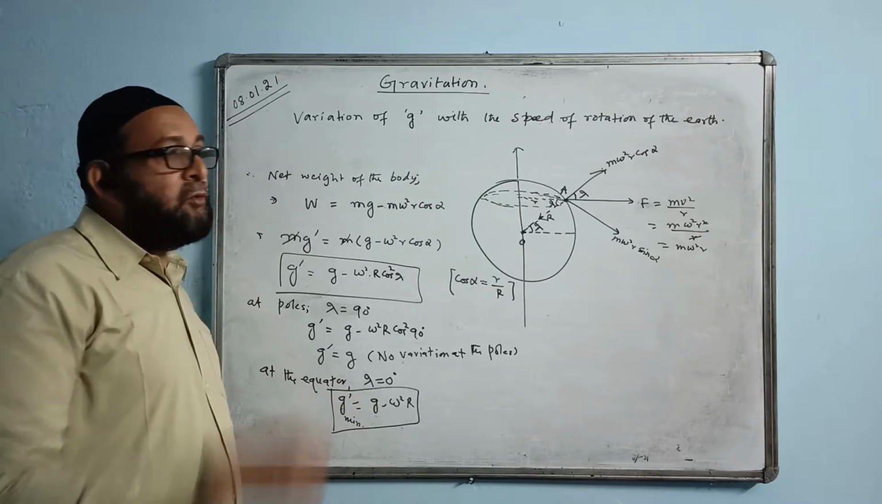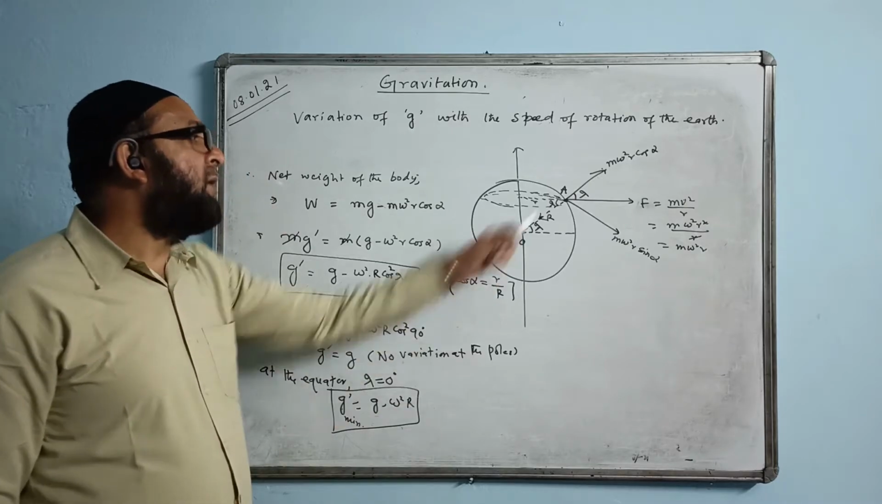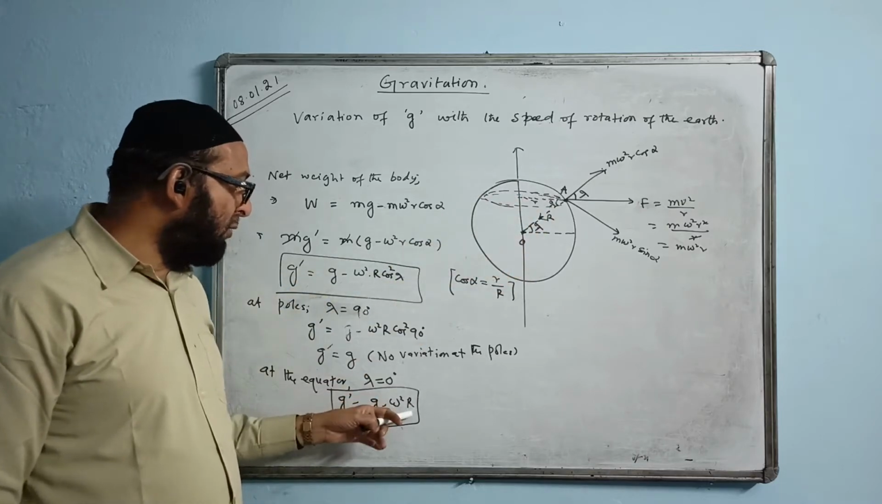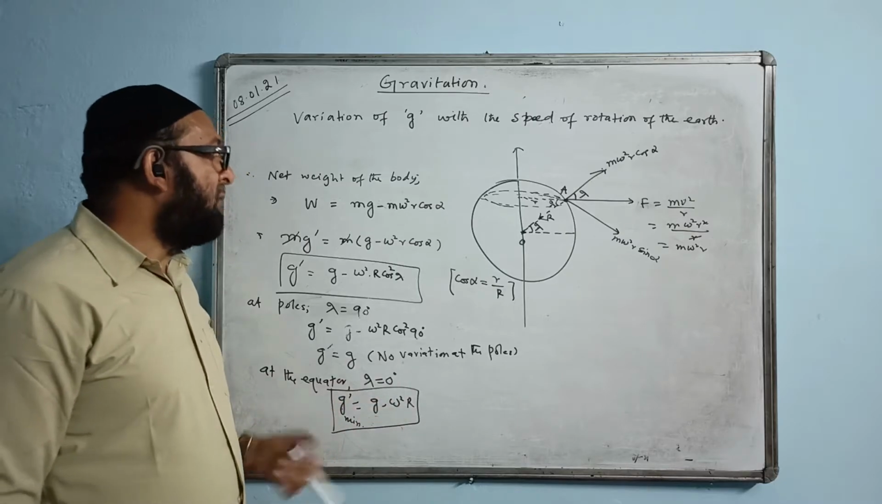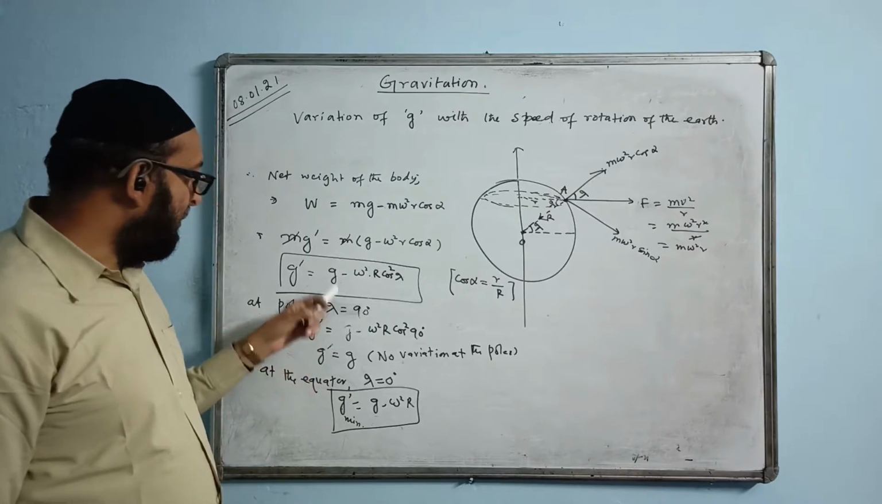Omega we have to calculate, we can do 2 pi by T. 2 pi by T is the time period. What is the period of rotation of the earth? 24 hours. So we know the value of omega and we know the radius of the earth. Accordingly, we can calculate the new value of g. The derivation of this formula is not in the syllabus. Only you have to know the result.